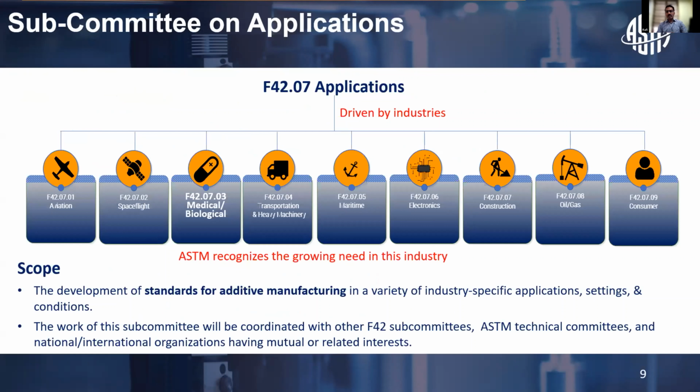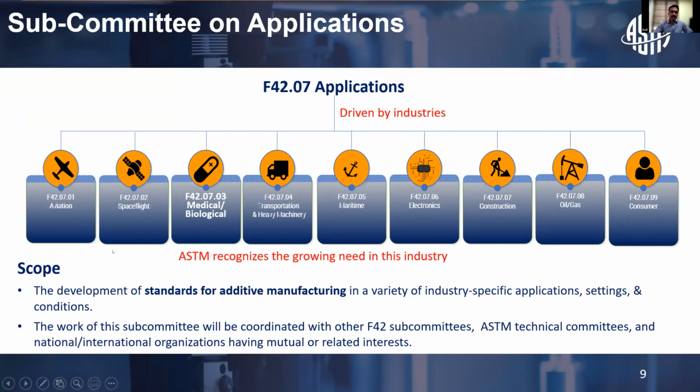So when we talk about standards, again, one of the important things is different applications. So previously, when additive manufacturing was emerging, we had only a couple of industries like aerospace and medical who were talking about additive manufacturing on a larger scale. But now there are so many other industry sectors who are focused on additive manufacturing for end-use applications. Based on that feedback, ASTM created another subcommittee called F42.07 on applications, and this is driven by industry.